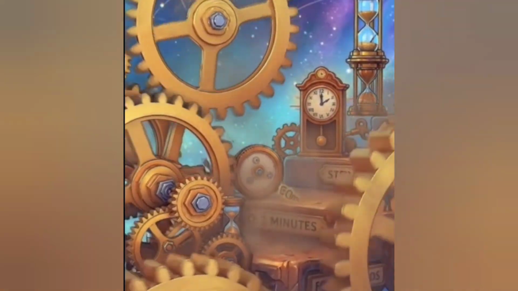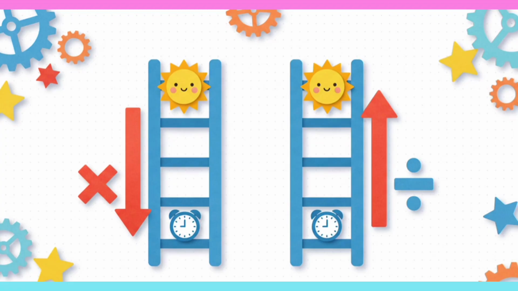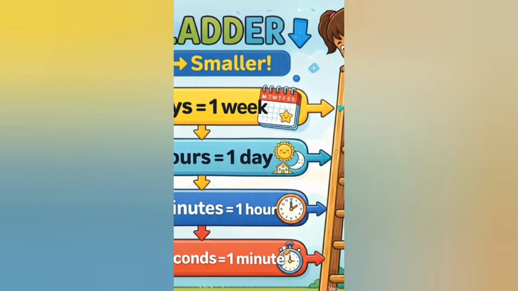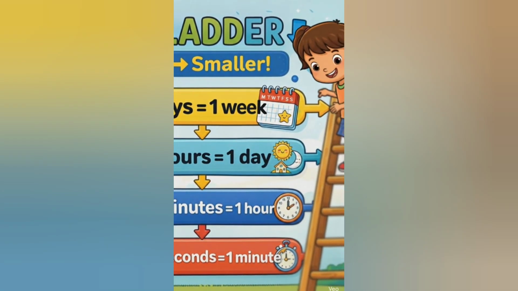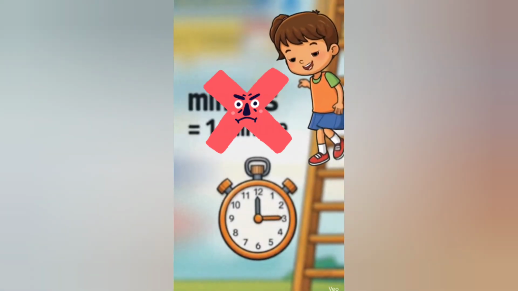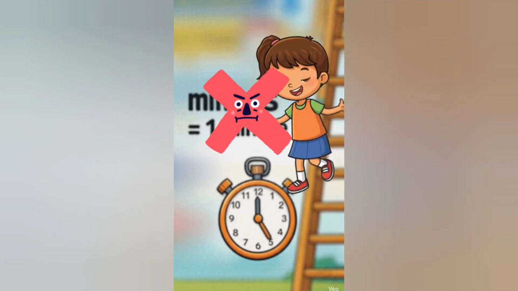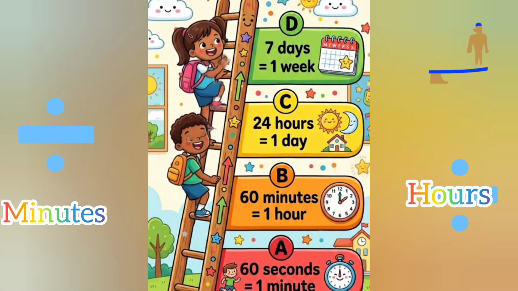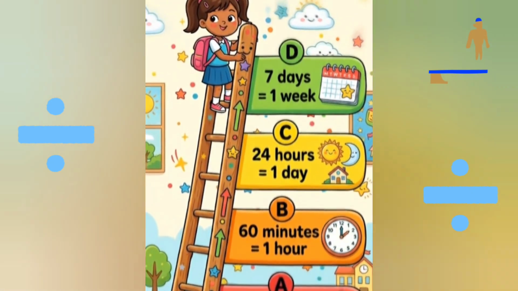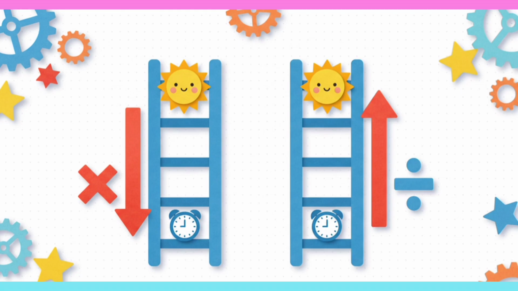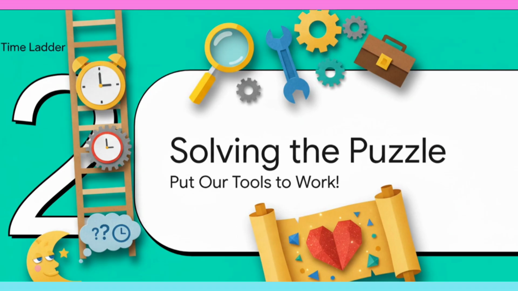And now for our number 1 secret weapon, the golden rule. This is so important. Listen close. When we go from a bigger unit to a smaller one, like from days to hours, we're climbing down the ladder, so we multiply. And when we go from a smaller unit to a bigger one, like minutes to hours, we're climbing up the ladder, so we divide. Big to small, multiply. Small to big, divide. You got it? Awesome. All right, team. We've got our time ladder. We've got our golden rule. It is officially time to put our amazing new tools to work and solve Luna's problem once and for all.